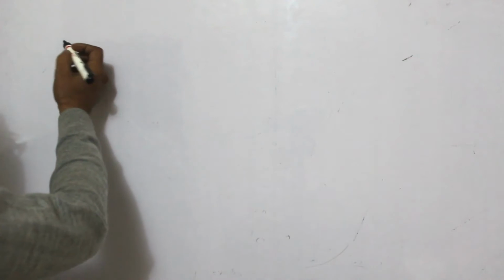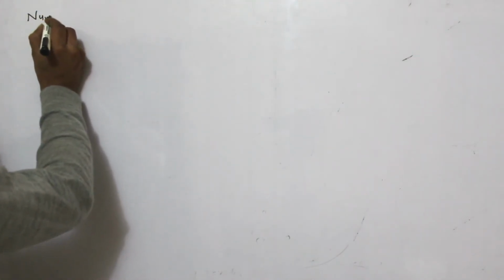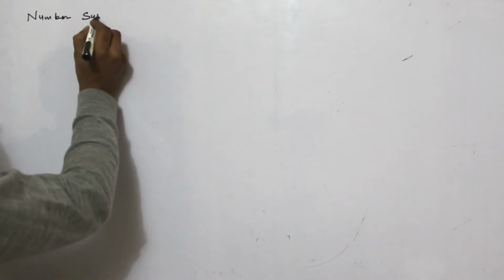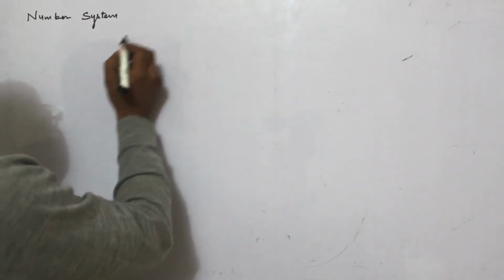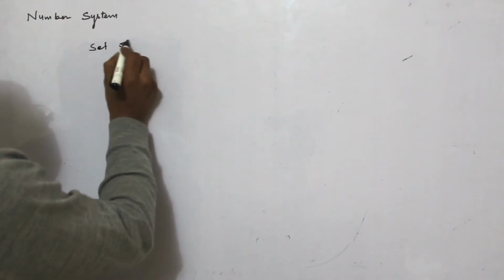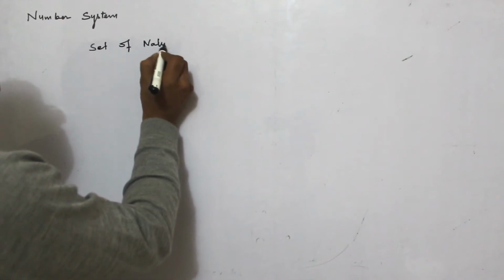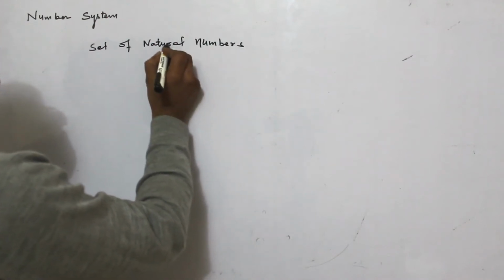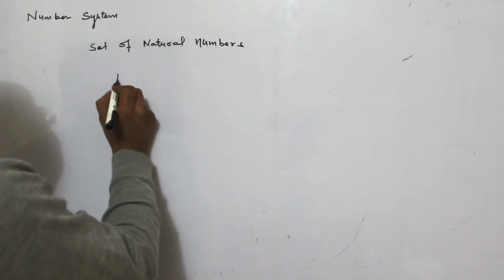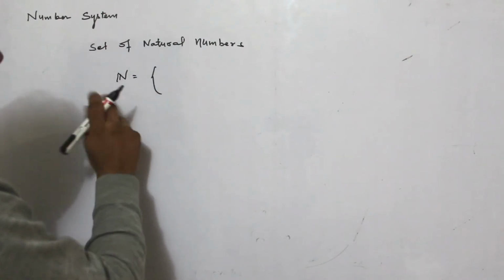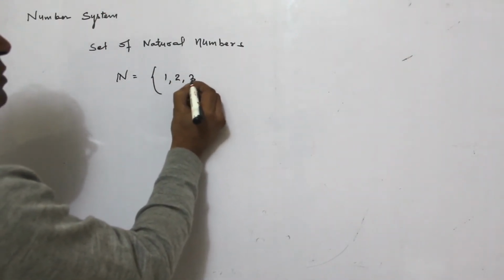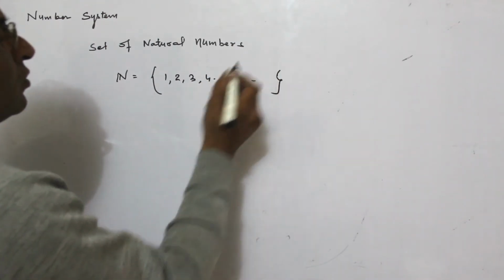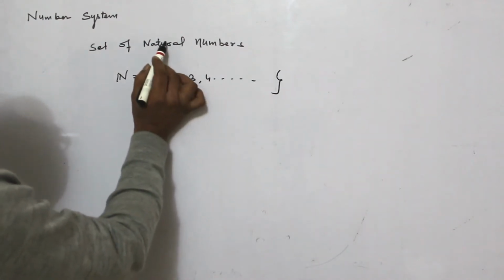So we start with the number system. The first set of numbers we call the set of natural numbers, and we denote it by N. The elements of N are 1, 2, 3, 4, 5, and so on. This is the first set.